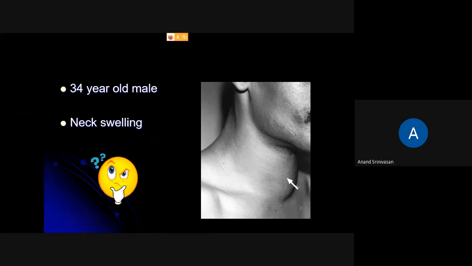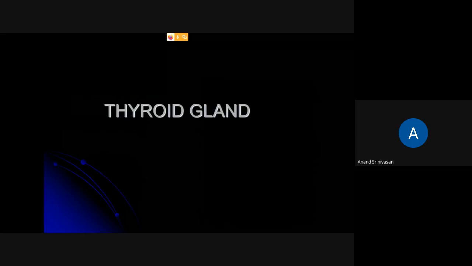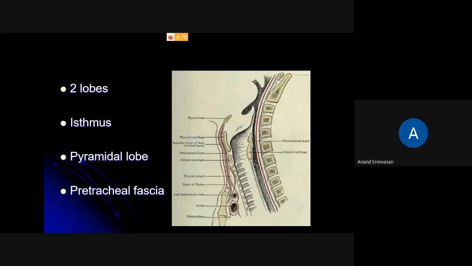Okay, so this is a 34-year-old male. He is coming with neck swelling. So what could this swelling be due to? There are many things present in the neck, but the most important structure here is the thyroid gland. Neck swelling should prompt a physician to think of a diagnosis involving the thyroid gland. So let's see about the thyroid gland.